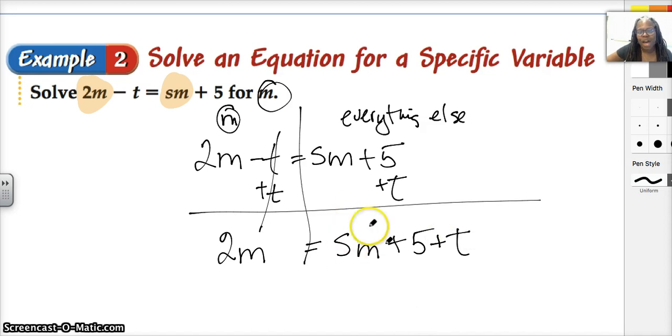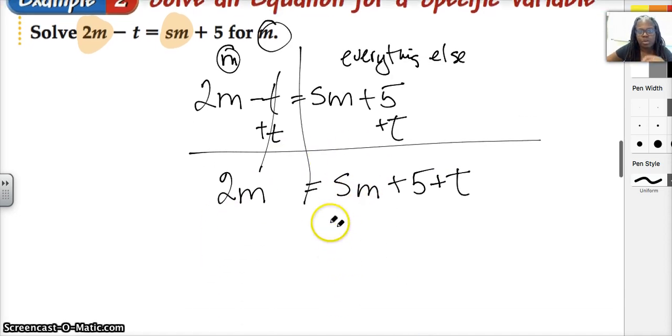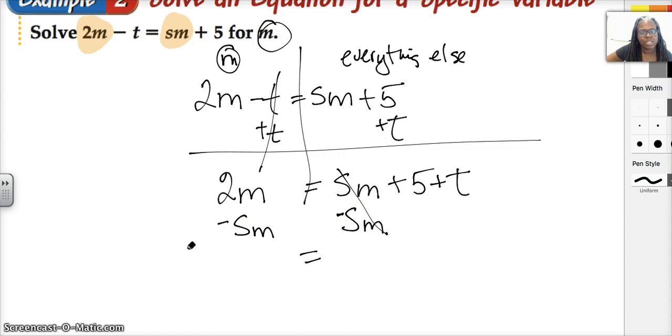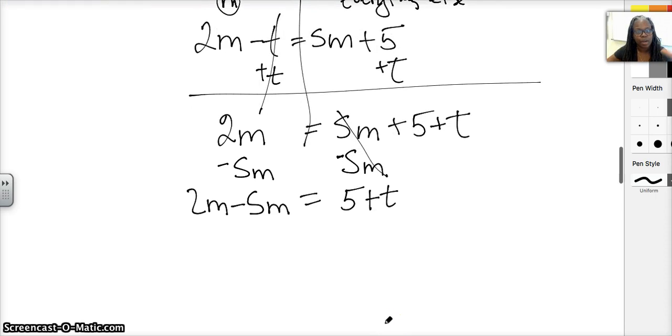And now we want the sm on the other side. How do we do that? Well, I've got to move this by doing the opposite. I'm going to add the opposite, which is to subtract sm. And I know already somebody is thinking, this is not going to work. How do you join like terms together when one of the terms is kind of a variable term? And we'll get to that in a minute. On the right side of the equation, we have 5 plus t, and we're just going to sit here and take a moment and breathe.